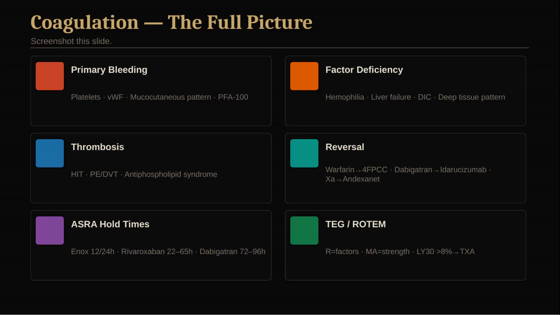Screenshot this slide. This is the complete coagulation reference you need at the bedside. 6 domains: primary bleeding, platelets and von Willebrand factor, factor deficiency, hemophilia, liver failure, DIC, thrombosis, HIT, PE, DVT, antiphospholipid syndrome, reversal, every drug with its antidote, ASRA neuraxial hold times, and TEG and ROTEM interpretation. These 6 boxes cover 90% of coagulation problems in the ICU and the operating room.